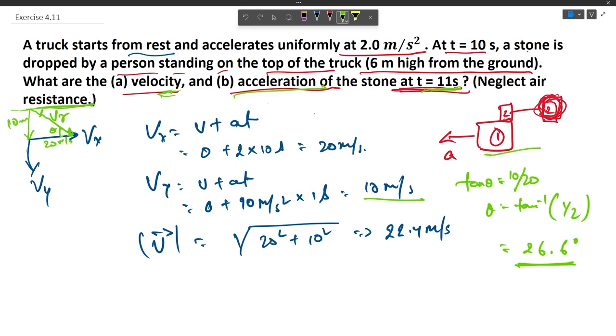As we discussed in this picture, as soon as the body detaches from the accelerating body, the agent that was causing the acceleration with respect to the first body is not acting anymore, so there is no acceleration due to this body. The only acceleration left would be acceleration due to gravity, and it has a magnitude of 10 meter per second square in the downward direction. So the net acceleration at t equals 11 seconds is 10 meter per second square in the downward direction. Thank you.